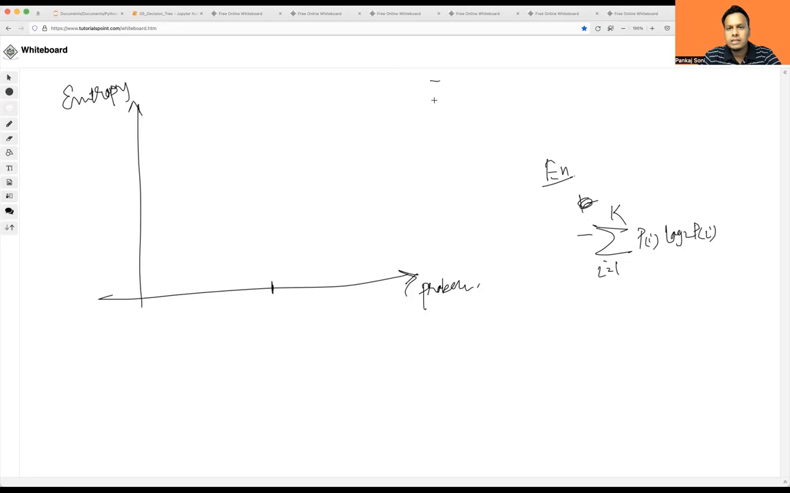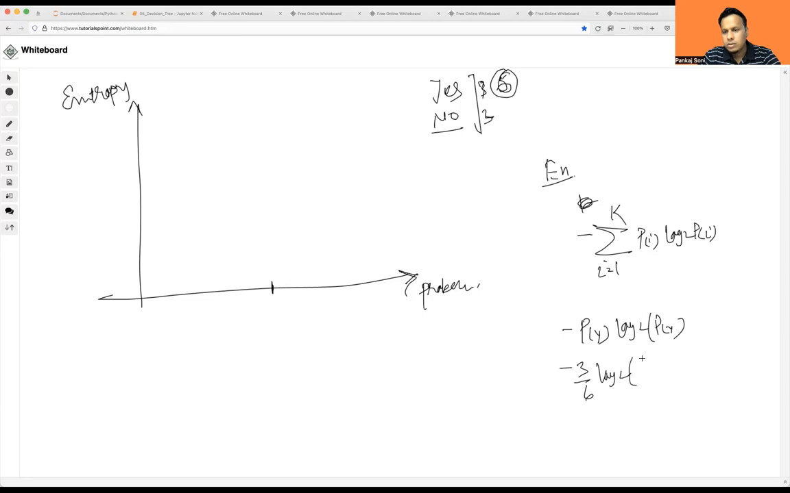Now let's say you have yes and no in total. Assume, let's say, total 6 are there, so 3 yes and 3 no. What will happen? Minus probability of getting yes times log base 2 of probability of getting yes. So 3 by 6 log 2 of 3 by 6. Similarly, you have 3 by 6 log 2 of 3 by 6. Some value will be there. So when equal numbers of categories are there, your entropy is going to be very high.